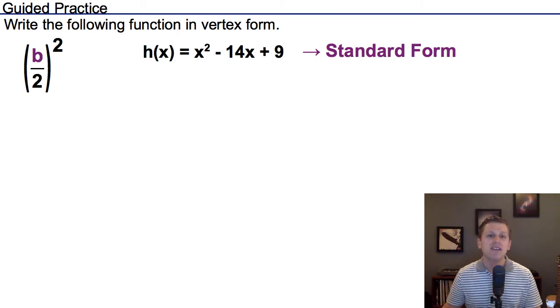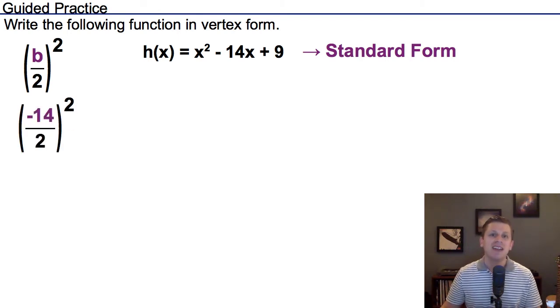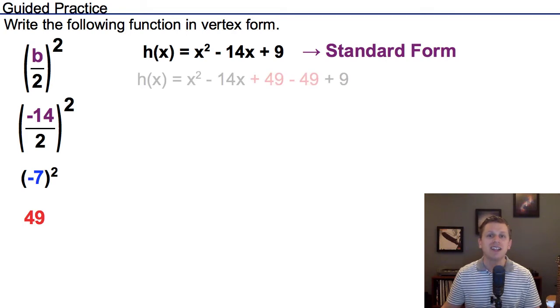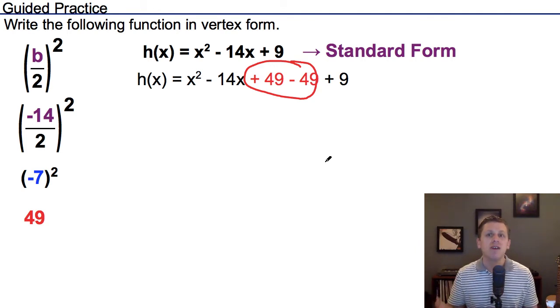The b value here is -14. And when I take half of -14, I'm going to get -7, and -7 squared will be 49. We can now use 49 to create a perfect square trinomial, and we'll add and subtract it to our original function like this. The whole purpose of adding and subtracting this here is twofold. First of all, these two terms here, when I combine them, just sum to 0, so we didn't actually change the value of the function.